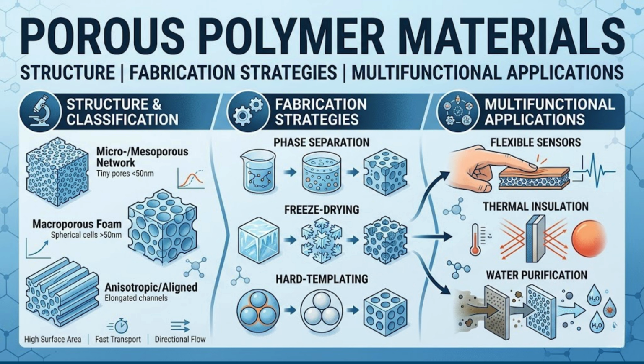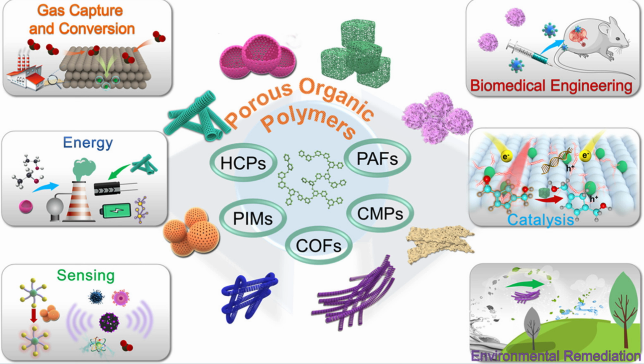Porous polymer materials: structure, fabrication strategies, and multifunctional applications. Porous organic polymers represent a versatile class of materials that integrate the structural advantages of porous architectures with the chemical and mechanical tunability of polymer systems. Their low density, high surface area, controllable pore morphology, and adaptable surface chemistry enable broad applicability across environmental, energy, and biomedical domains.